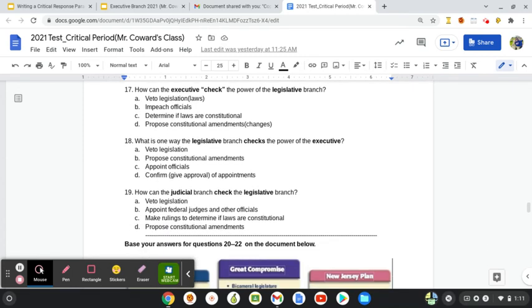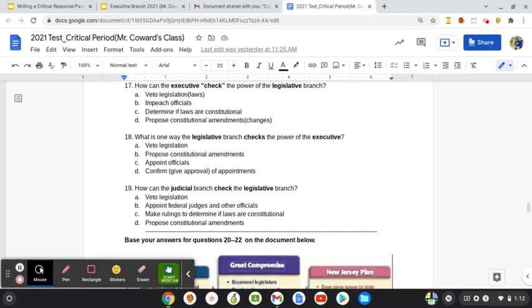Number 18. What is one way the legislative branch now checks the executive? Can they veto legislation? Can they propose constitutional amendments? Can they appoint officials? Or can they confirm and give approval of appointments? So looking at what the legislative branch does to the executive.